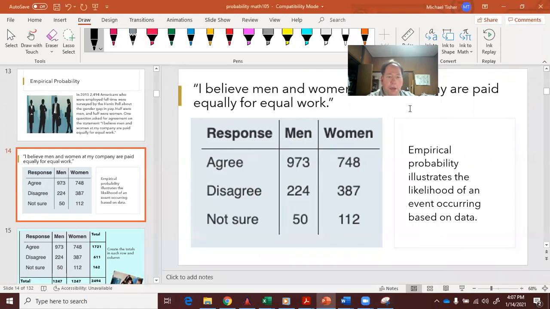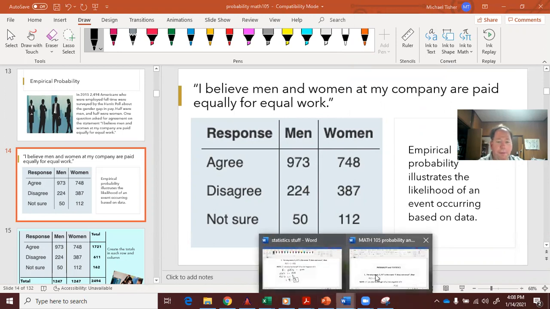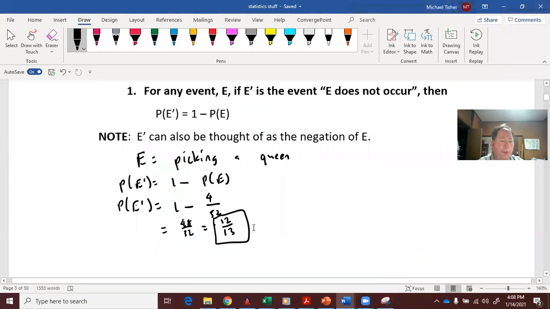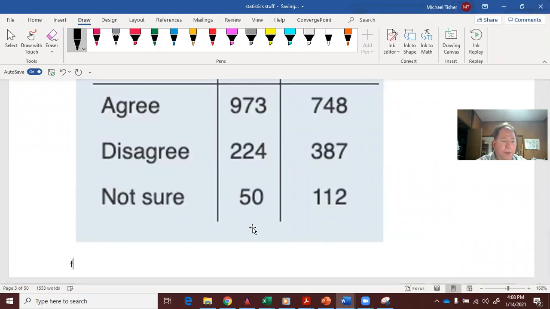All right, now what's going on here? The statement is, "I believe men and women at my company are paid equally for equal work." Let's suppose we said this to a group of men and women, and here are the responses right here. Okay, so let's find the probability of picking a man who agreed.